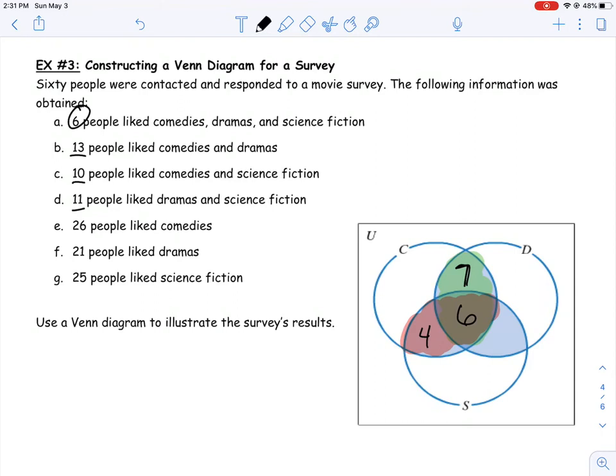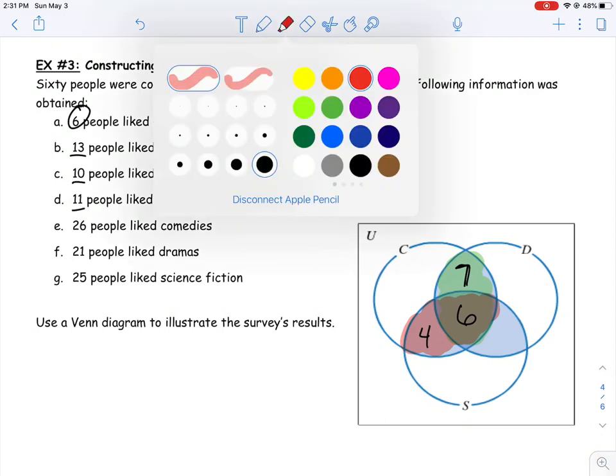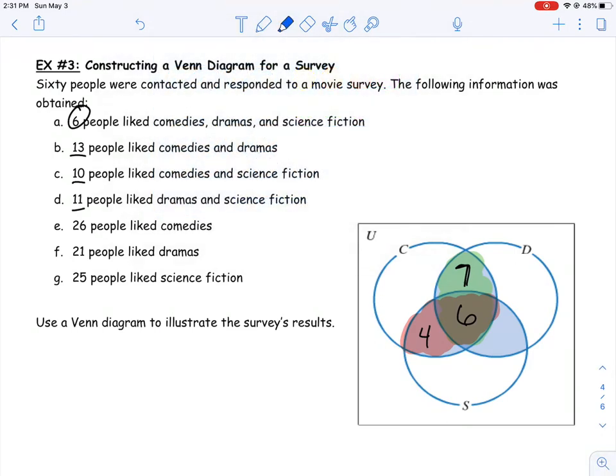All right, be careful. All right, 11 people like dramas and science fiction. Drama and science fiction. That would be in this overlapping area. Drama and science fiction, where those bubbles overlap. Now, did you notice again that there was 6 people already in that group? And so if there's only supposed to be a total of 11, that means there's only 5 left over in that section.